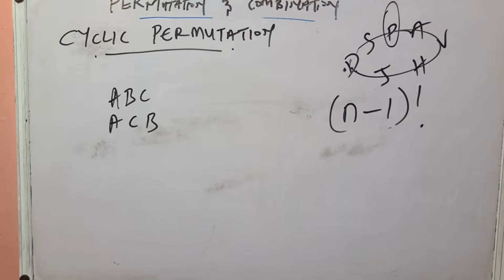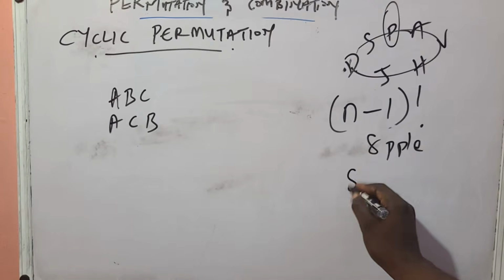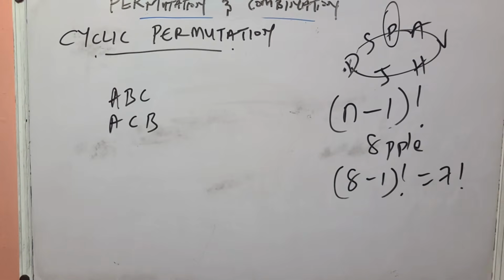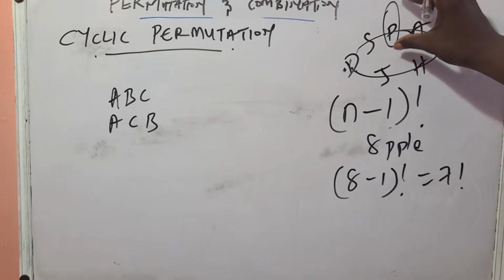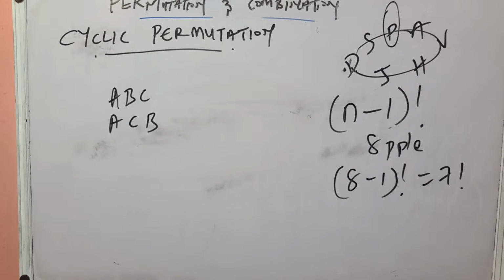So if you had 8 people now on this round table, you will be saying 8 minus 1 is what you are permutating. So that will be 7 factorial. So obviously, if you had 7, that will be 6 factorial. So the one that you are not adding to it is the one you have held. All right? Does it make sense?